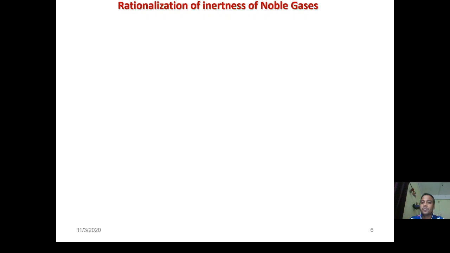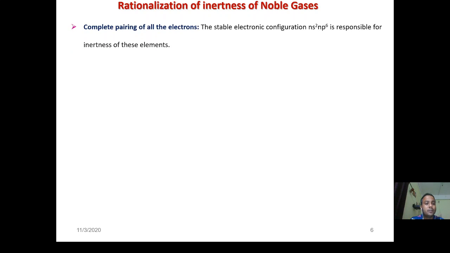Rationalization of inertness of noble gases. Why are noble gases inert? The primary reason is basically the unavailability of orbitals, high ionization energy and low electron affinity. First of all, it has complete pairing of all the electrons. The stable electronic configuration of ns2 np6 is responsible for the inertness of this element.